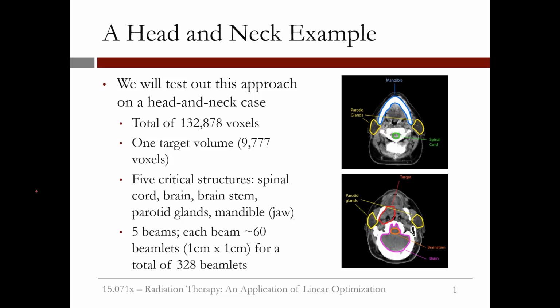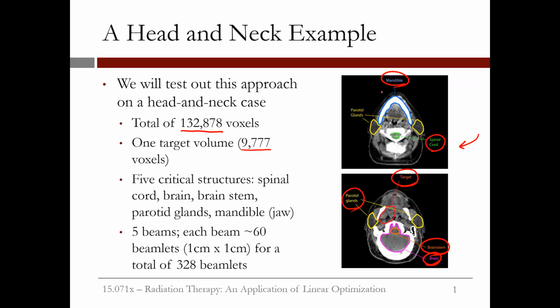Now let's take a look at a full example of a case. This is a head and neck example, and the CT scans are shown on the right. There are a total of 132,878 voxels. The target, or tumor, has 9,777 voxels. There are 5 critical structures that we want to minimize the dose to: the spinal cord, the brain stem, the parotid glands, and the mandible or jaw.